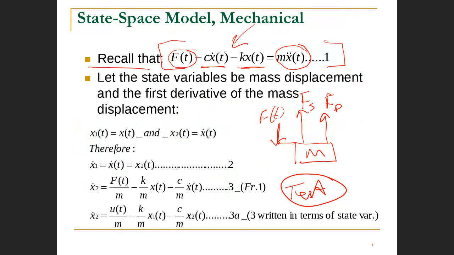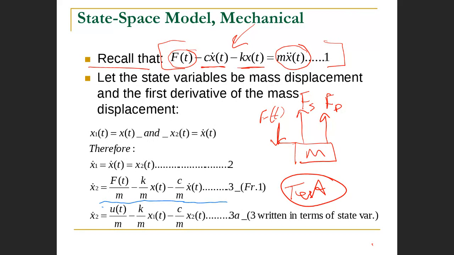So x double dot of t is equal to f of t over m minus c x dot of t over m minus k over m x of t. And that is exactly what we have right here. Are we seeing that? Yes, sir. Okay.